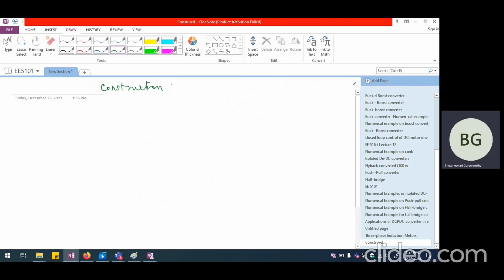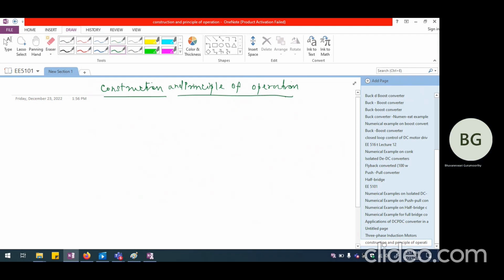Construction and principle of operation of a three-phase induction motor. So we are going to look at both the basic construction as well as the principle of operation of a three-phase induction motor. A three-phase induction motor consists of distributed winding in the stator. So it is going to have a distributed winding in the stator.